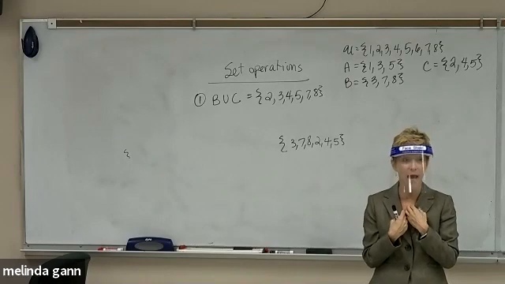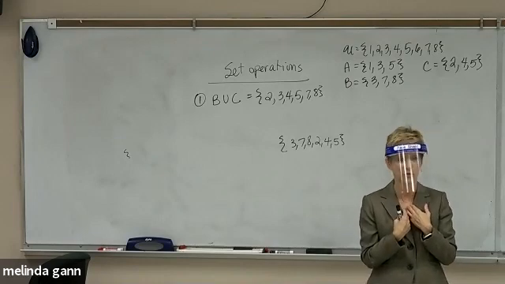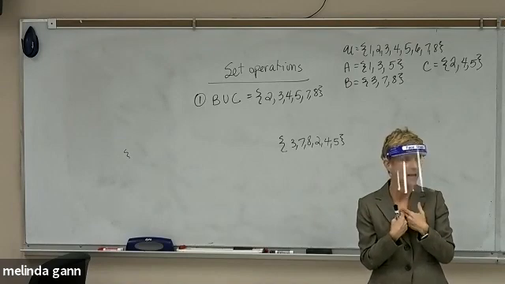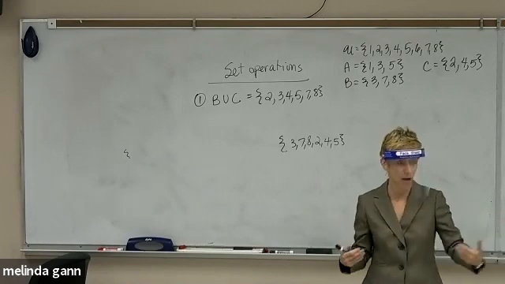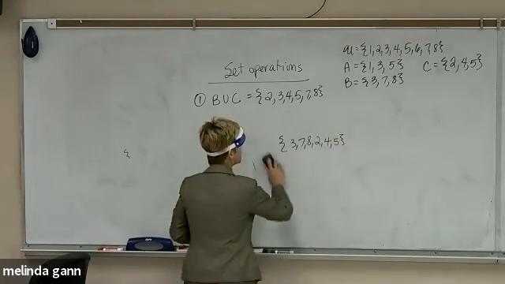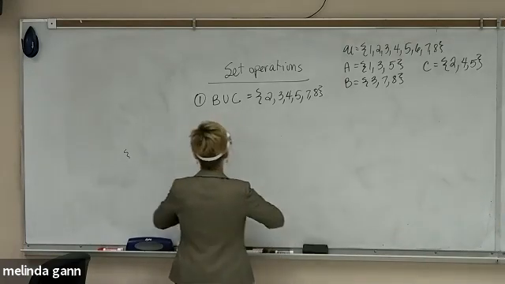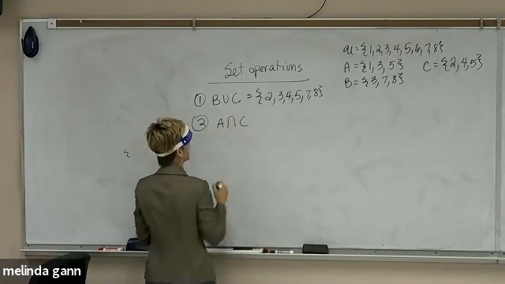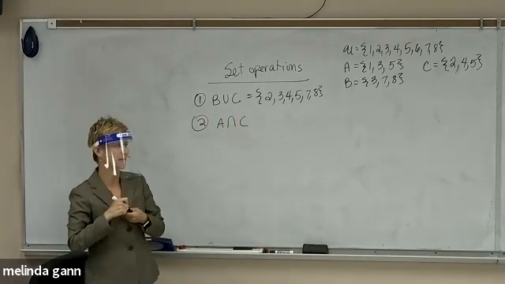You're the teacher. You've got the right to say, I'm going to count off if you don't put your numbers in numerical order. But you need to be very clear. That's just a GAN thing, not a math thing. Okay? All right. Then go do this one for me. A intersect C.